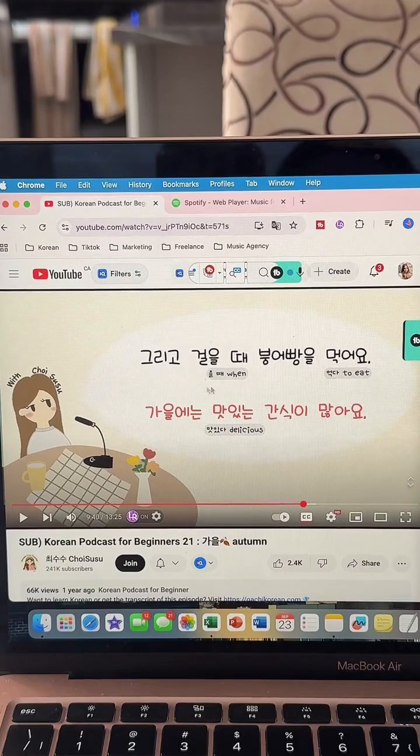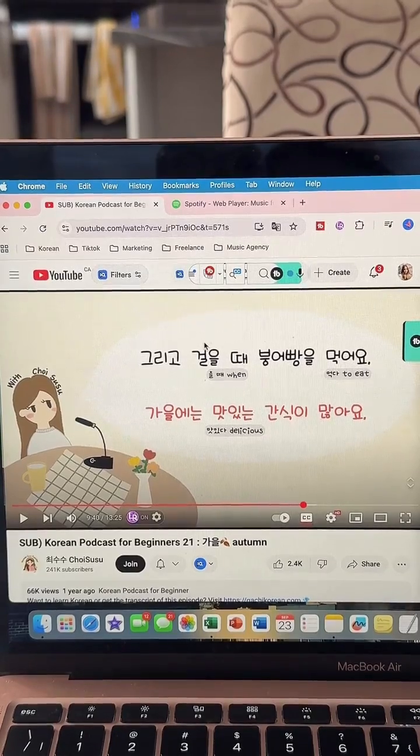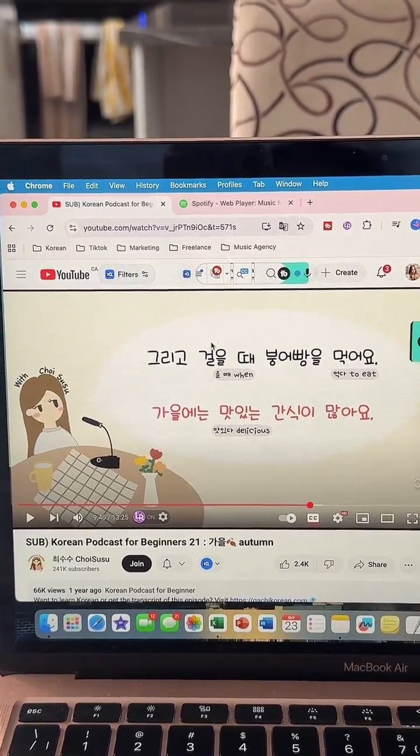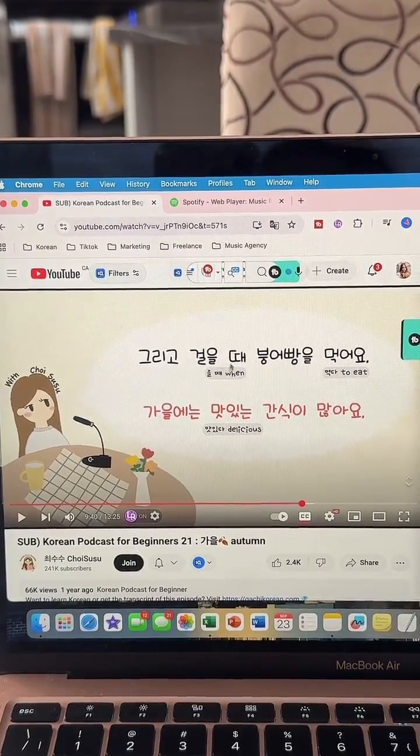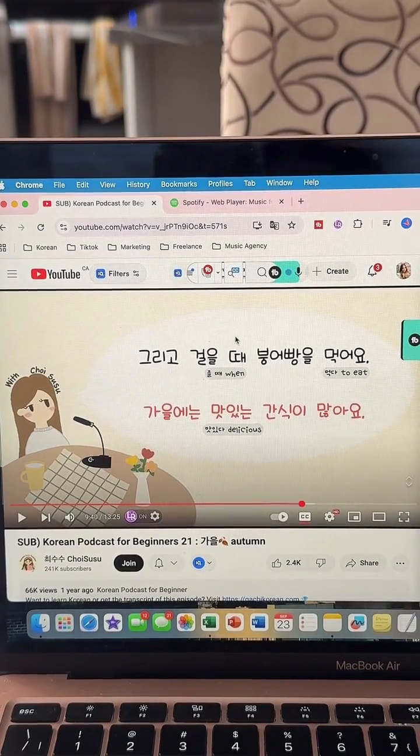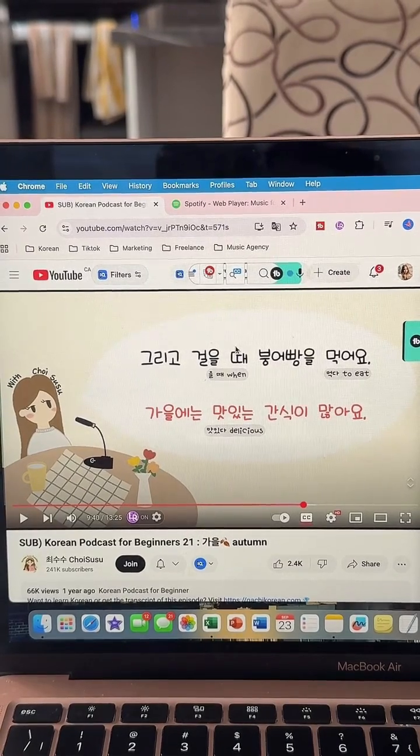So yes, here it is from the verb 걷다, which is to walk. However, when it is placed as a word, it can be translated to verbs ending in ing. So it would be like walking. And then we have 태. Does any of you guys remember what it means when you add 태 in a sentence? Comment down below if you remember.